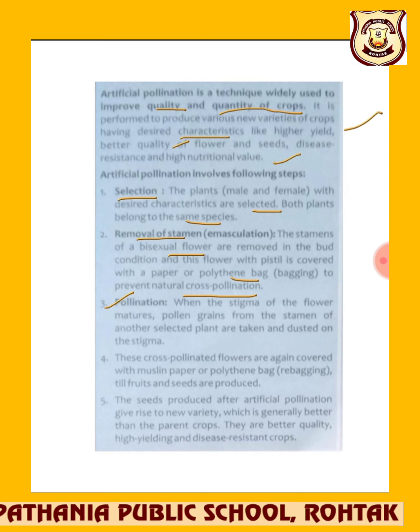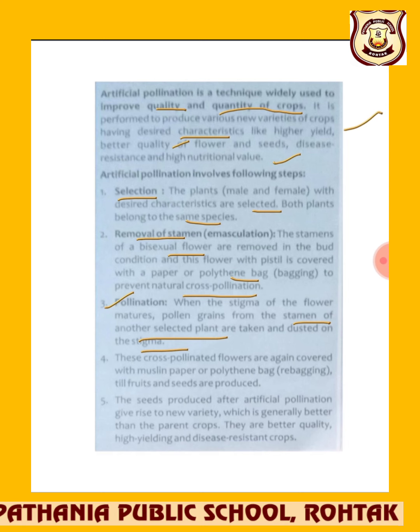Next was pollination. We have studied cross pollination. When the stamen of the flower matures, pollen grains from the stamen of another selected plant are taken and dusted on the stigma. When it has matured, it is done in bisexual or unisexual flowers. We can take the stamen and just sprinkle or dust it on the stigma, and then it will go to the ovary, and in this way pollination can take place.